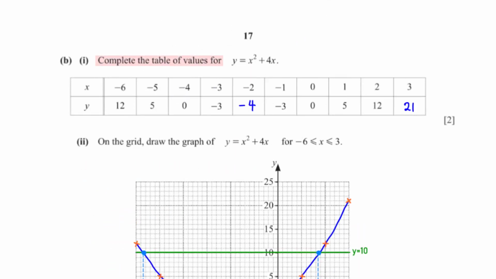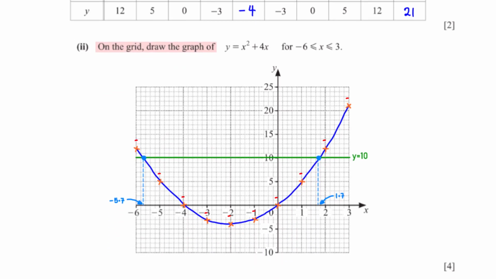Complete the table of values for y equals x squared plus 4x. When we plug in x equals -2 into the equation, we have y equals -4. For x equals 3, we have y equals 21. On the grid, draw the graph of y equals x squared plus 4x for x greater than or equal to -6 and less than or equal to 3.